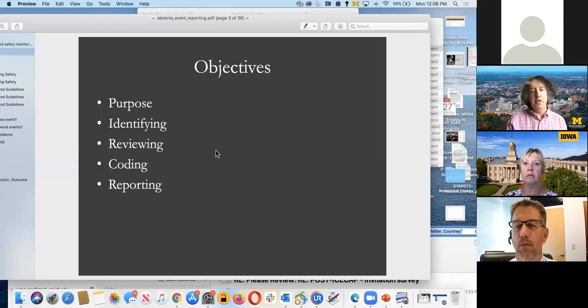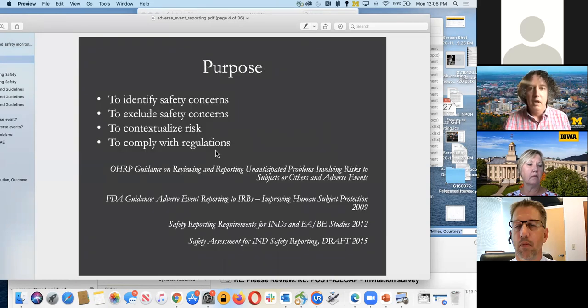Briefly, some of the objectives are, what's the purpose of annotating adverse events? How do we identify them? How do we review them? How do we code them? And then how do we report them?